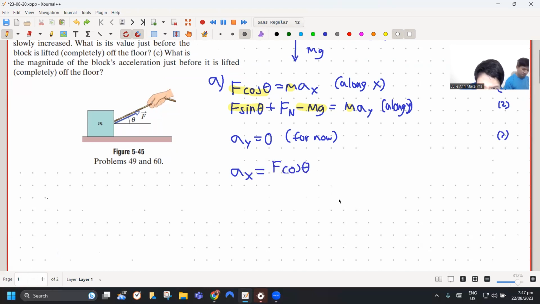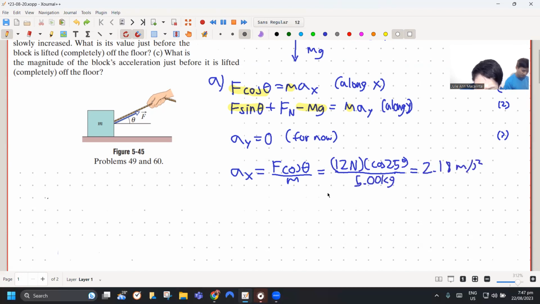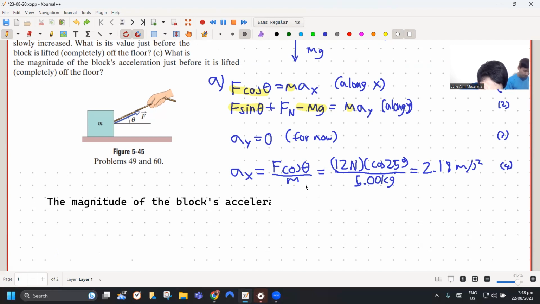So ax, using equation number 1, equals F cosine theta over m, which is equal to 12 newtons times cosine 25 over 5 kilograms. Now that we have substituted, we can find both ax and ay. So ax is 2.18 meters per second squared. The magnitude of the block's acceleration is 2.18 meters per second squared.